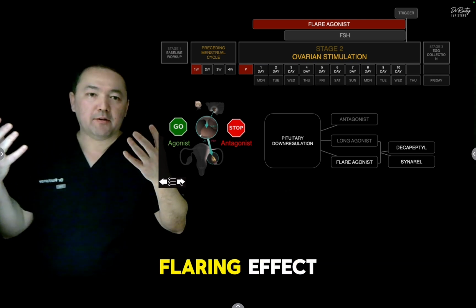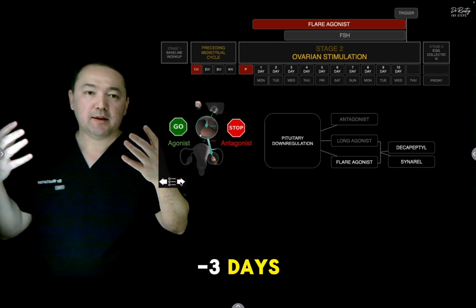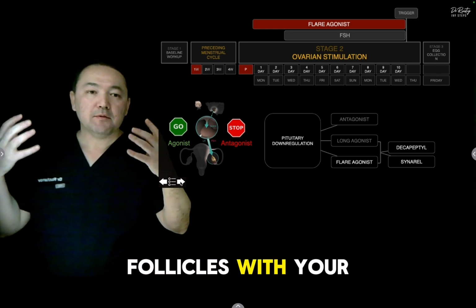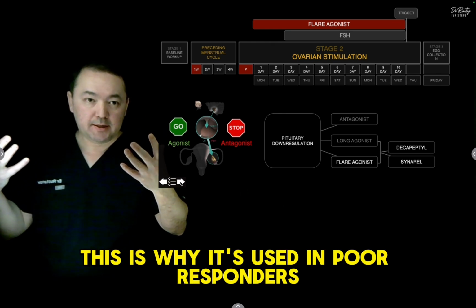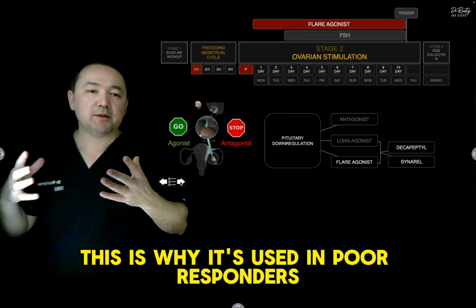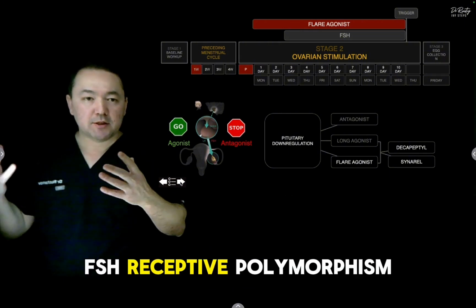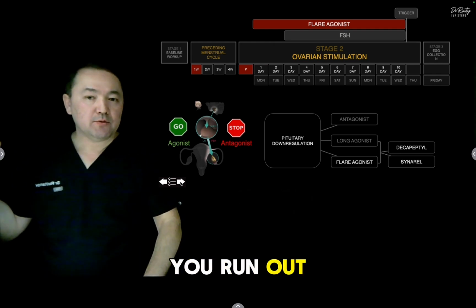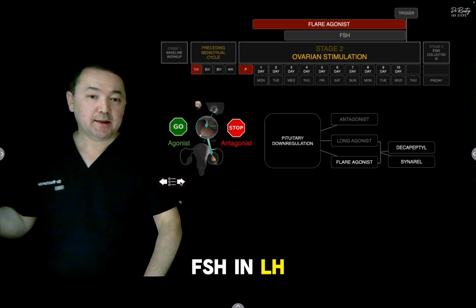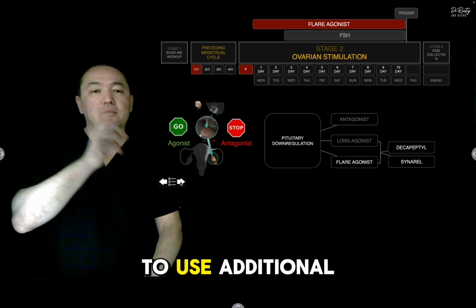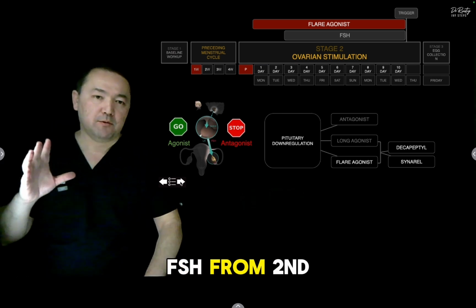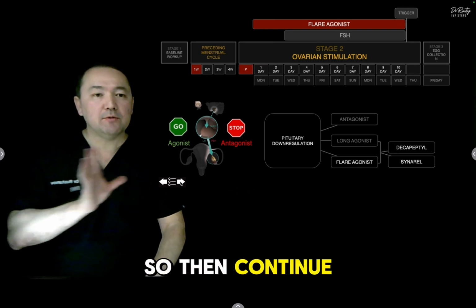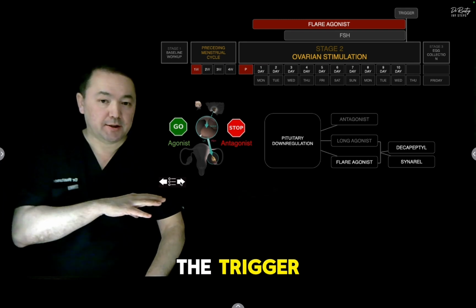It gives a flaring effect. For the first 2-3 days you prime your follicles with your own natural FSH and LH. This is why it's used in poor responders and patients with FSH receptor polymorphism. But after 1 or 2 days you run out of your natural FSH and LH, then you have to use additional FSH from the second or third day. Then continue that FSH until the trigger.